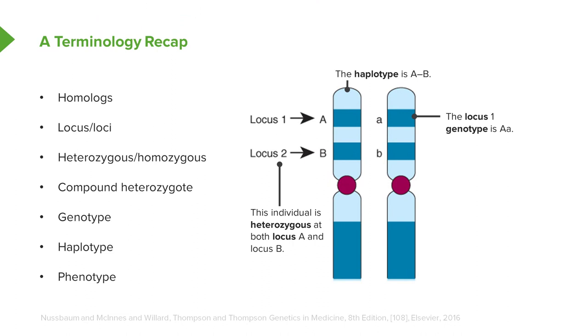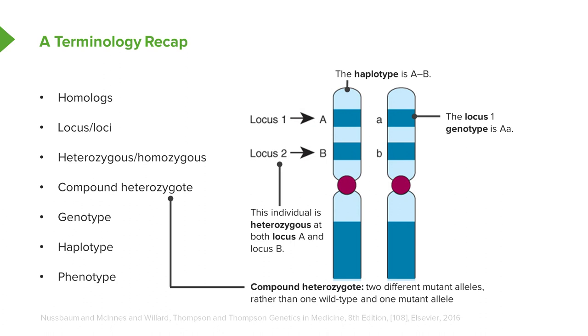The haplotype is what is displayed on one chromosome, haplo meaning half, and you probably are familiar with that also. The one that may be new is the term compound heterozygote. A compound heterozygote is an individual that appears to be homozygous, but the two mutant alleles come from a different background. So they're mutant in a slightly different way, but they come together to form a recessive.